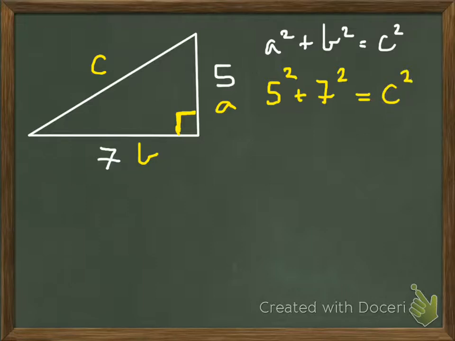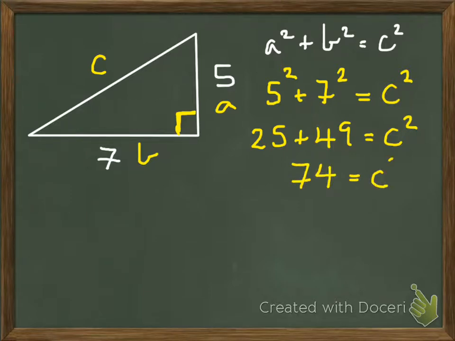Okay, using your calculator, or if you know your squares, and I would recommend if you don't, then learn them. Squares of 1 all the way up to 15, and the square roots, and that's a GCSE requirement for foundation and also for higher. So 5 squared is 25, plus 7 squared, which is 49, and that equals C squared. And if I add those two together, 25 plus 49 is 74, and that equals C squared.